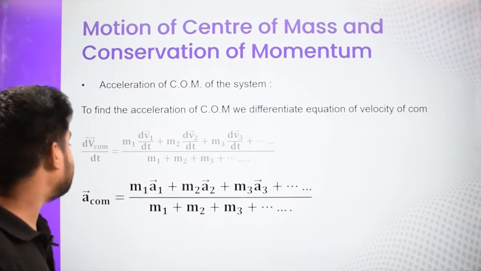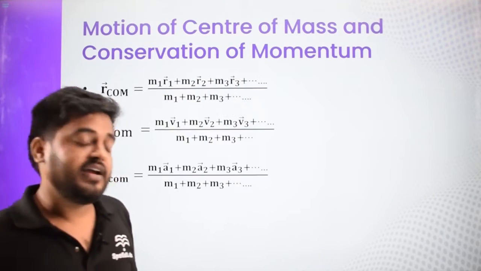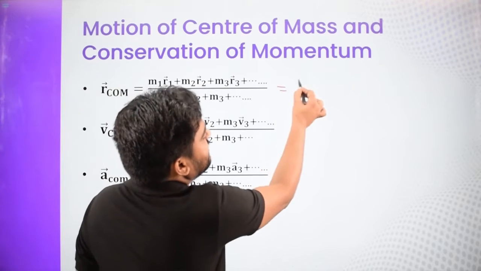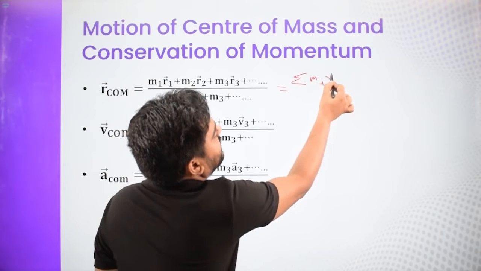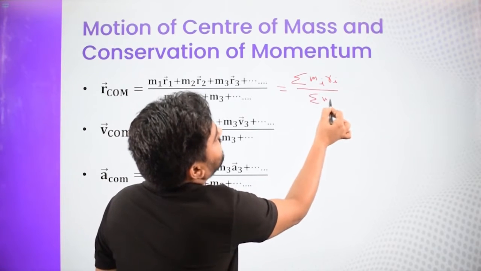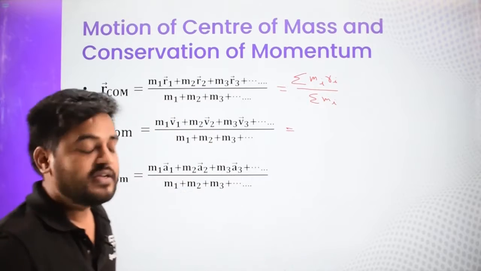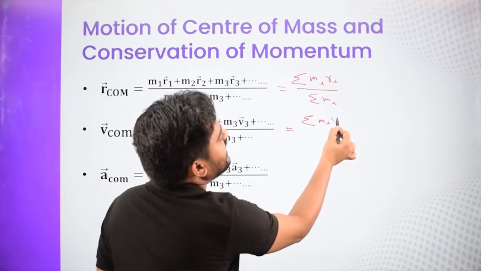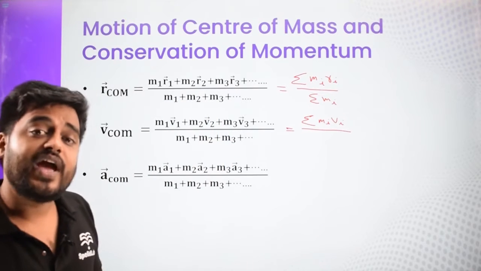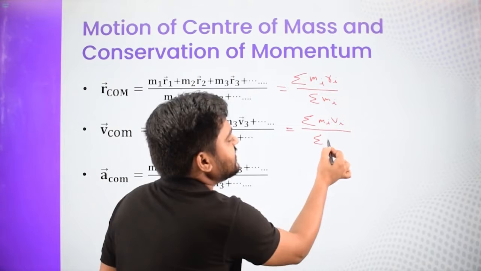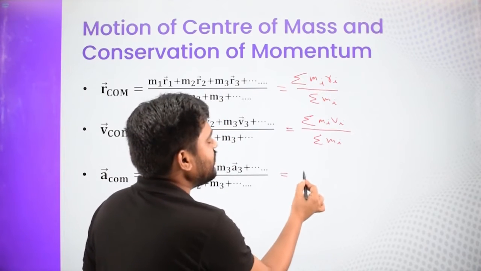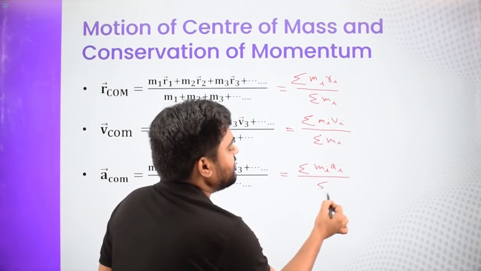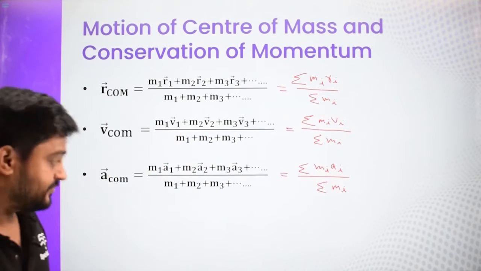So basically the same formulas can be applied for all three. Position of center of mass is given by sigma m_i r_i divided by the summation of all the masses. Once you need to get the velocity, you can apply the same formula, sigma m_i v_i, where v_i is the velocity of the individual particle, divided by the sum of all the masses. And the same thing goes for acceleration: sigma m_i a_i divided by the sum of all the masses.